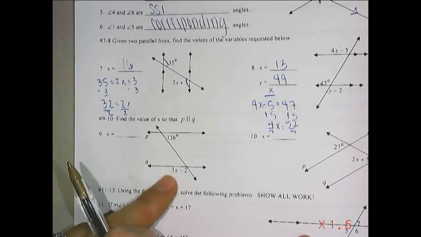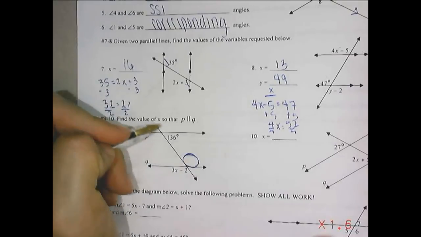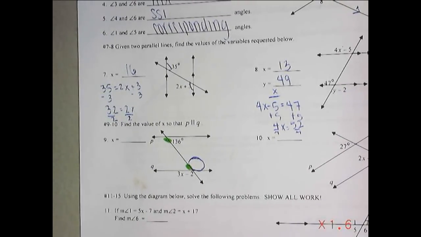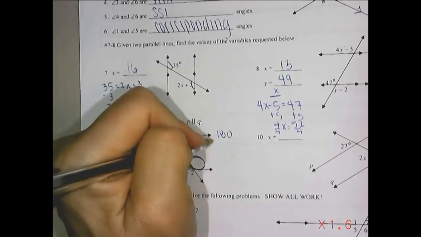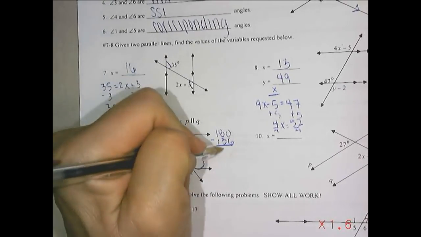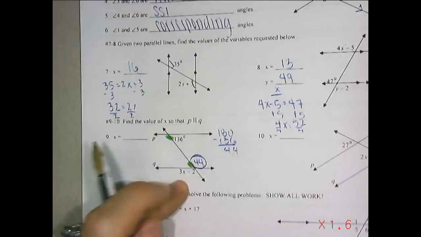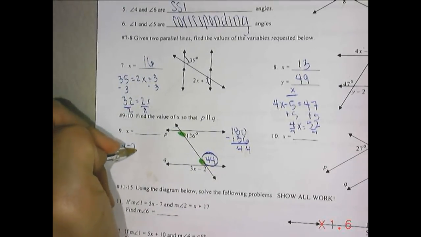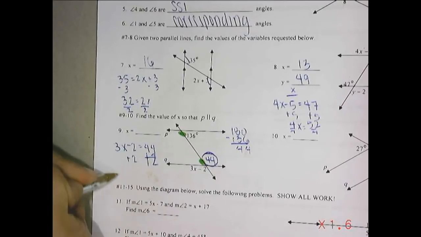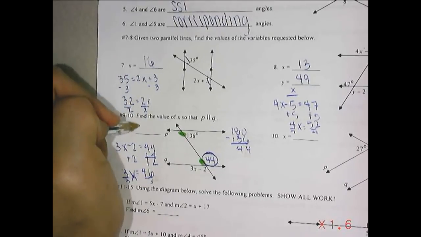Well, these two angles, the relationship is a little tricky. What I'm going to do is find this angle by recognizing that this angle and this angle are same side interiors. So I'm going to take 180, because they need to add to 180, and subtract 136. All right, and I'm going to get 44. So now that I know this is 44, I'm going to set 3x minus 2 equal to 44. I'm going to add 2 and add 2 and get 3x equals 46. Divide by 3, x equals 15.3.